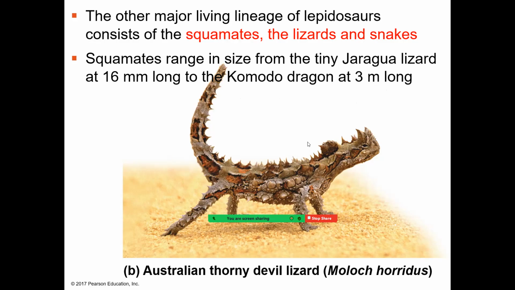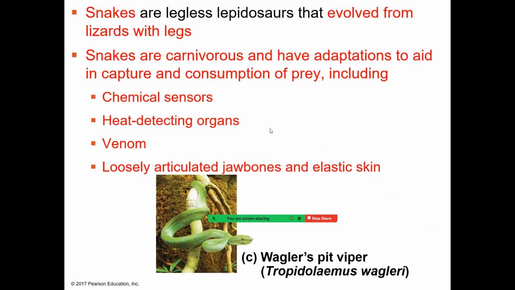Here's a picture of an Australian thorny devil lizard. So this is a very interesting looking little guy here. Snakes are lepidosaurs that evolved from lizards with legs. Snakes are interesting. They are carnivorous. They have adaptations to aid in the capture and consumption of prey. Some of these adaptations you already know about. Snakes are one of those things that people are afraid of because there are some dangerous snakes. Most of them are not, though.